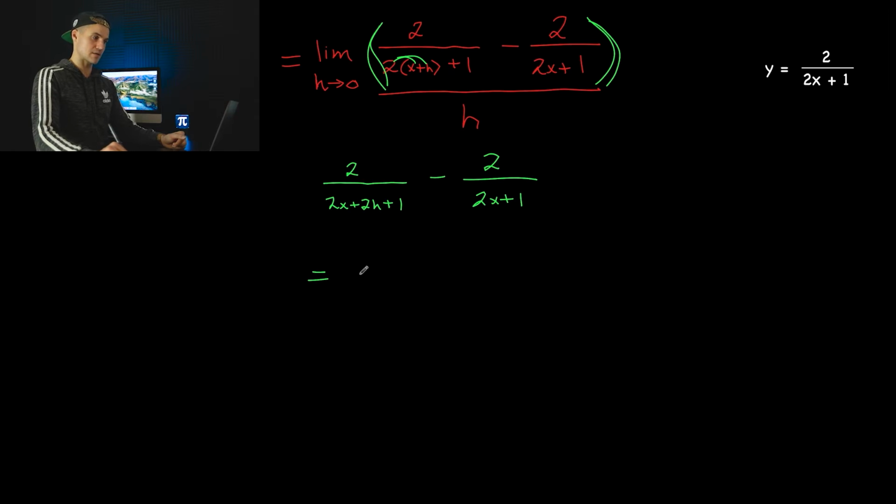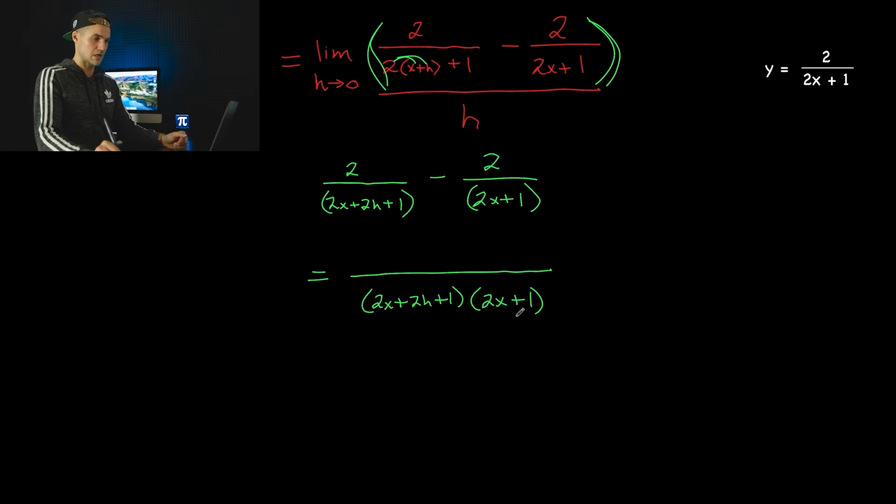Okay, so what's going to happen here, these are subtracting, so we've got to get a common denominator, right? Now these two are completely different factors, so we have to basically multiply these both by each other in the denominator to get a common denominator. So basically what happened is this: in order to get this common denominator here, I had to multiply this 2 by 2x plus 1. This 2x plus 1 I have to multiply by 2x plus 2h plus 1. Just got to multiply the top here by 2x plus 2h plus 1, like that.